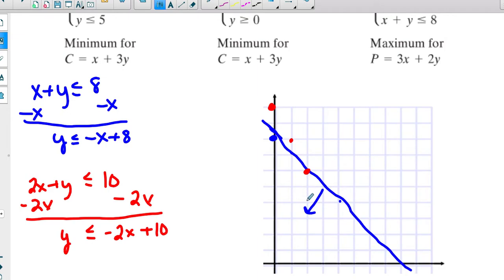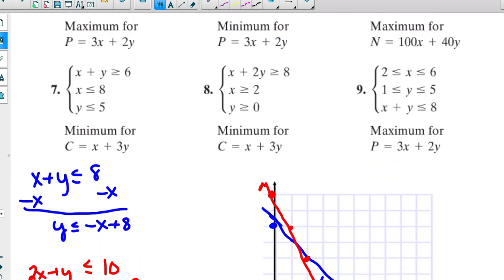Hey, that's where they're intersecting. Down 2 to the right 1, down 2 to the right 1, and there we go. Right, so now we're going to draw that line, okay? And it says y is less than, so again we're shading, and we're shading in this region.